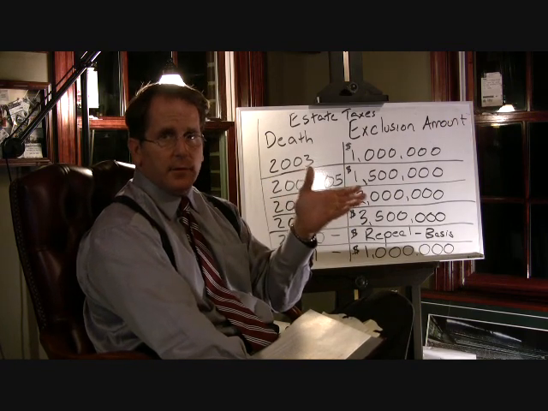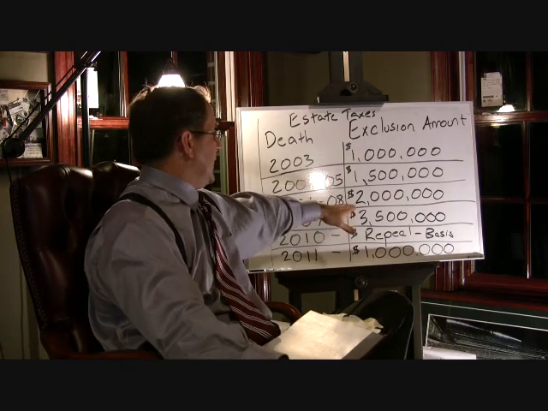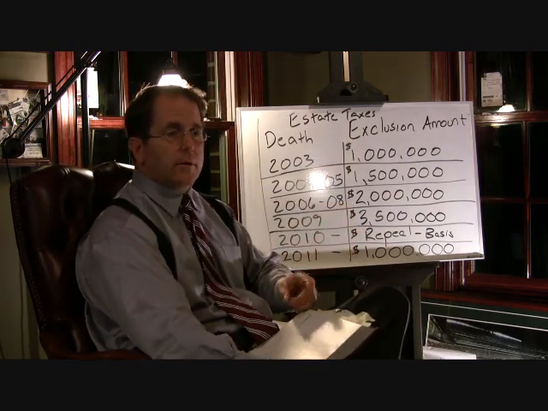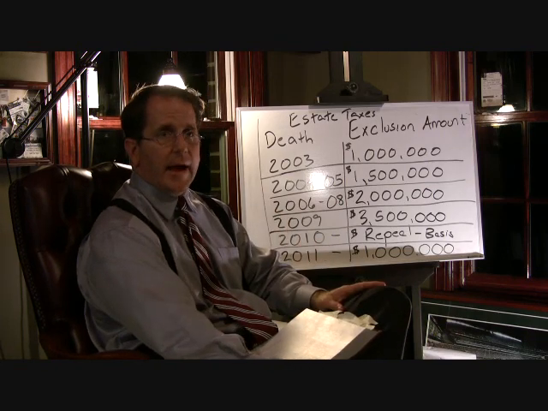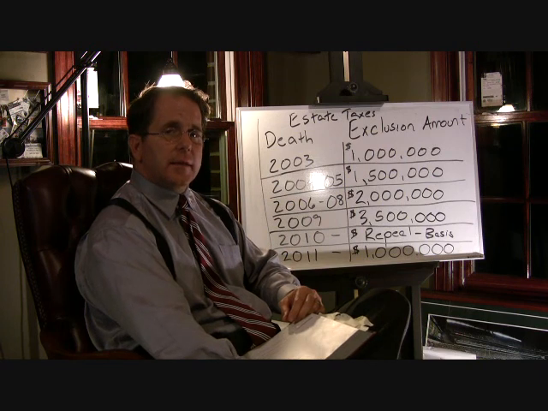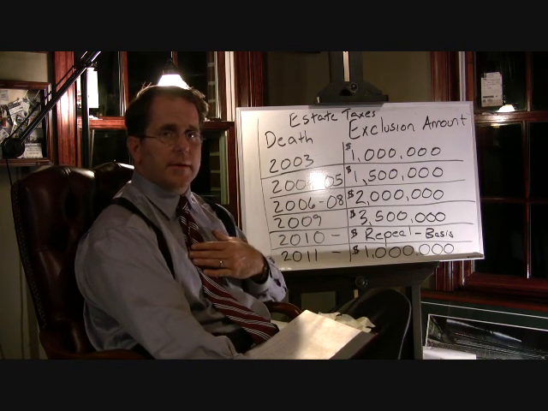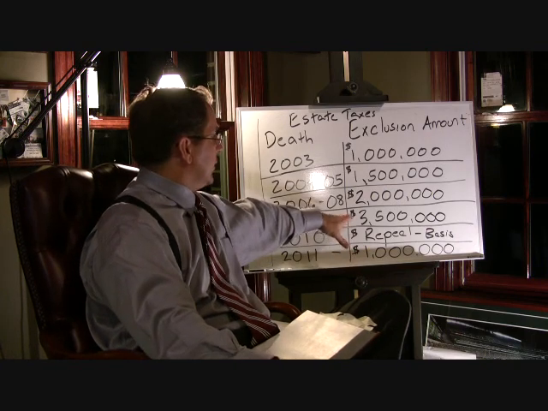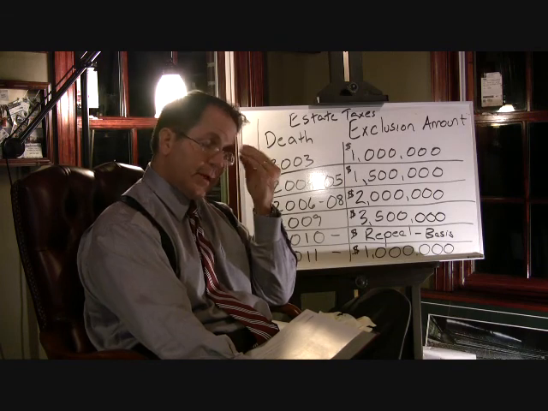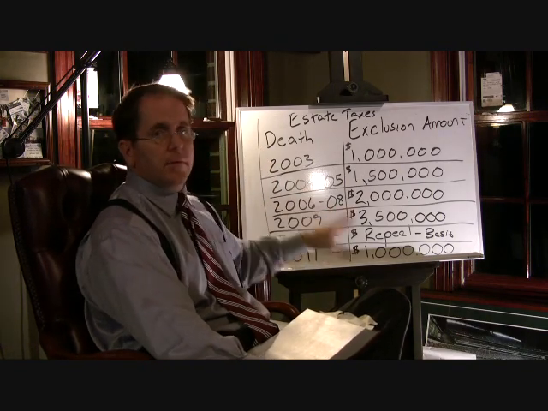So if I died in those periods or in this year, and I have a $2 or $3 million estate, the exclusion amount that I get is $2 million in that year. So $1 million of my estate will be taxed. In the year 2009, the exclusion amount is $3.5 million. Naturally, if I have a $3 million estate, I'm under the exclusion amount, and I will not have a federal taxable estate. In 2010, it's repealed.